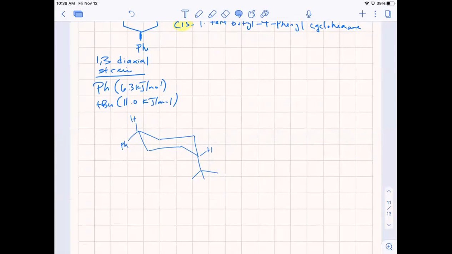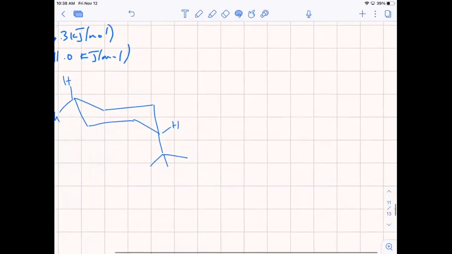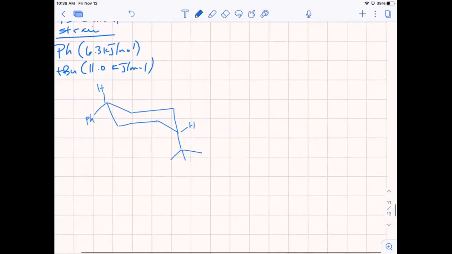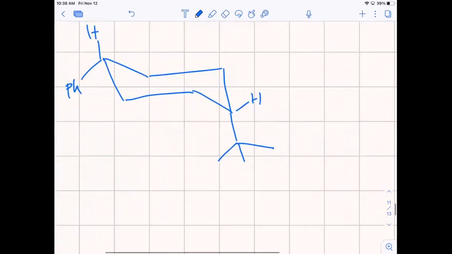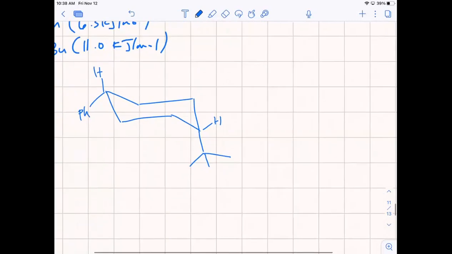The tert-butyl will become equatorial, right? And I forgot what it's called. The other one, the phenyl, will become axial. But would the chair look the same or would it be different? It'd be upside down.